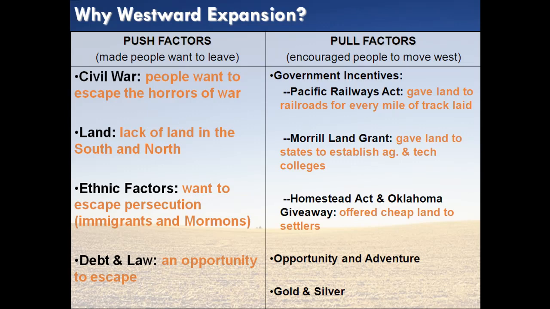In addition, we had the Homestead Act and the Oklahoma giveaway. And this offered cheap or even free land to settlers willing to make the move from the east to the west. Other pull factors include opportunity, of course, an opportunity to maybe get rich from gold and silver or just from working the land, and also adventure.